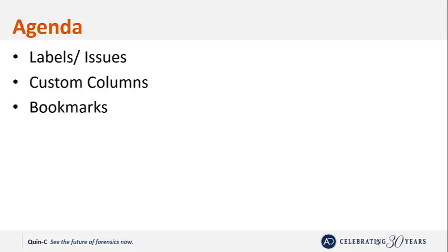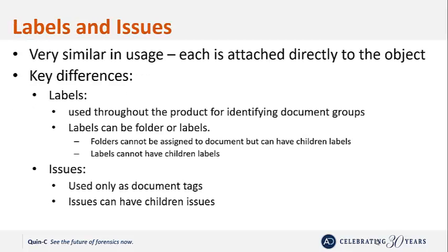There are three types of tags, really four, but for this presentation, I'm combining labels and issues, and I'll point out the differences between them. But as you can see, there are labels and issues, custom columns, and bookmarks. And I'm going to talk about each one of these core types. Labels and issues are very similar in usage. Each is attached directly to an object. What do I mean by that?